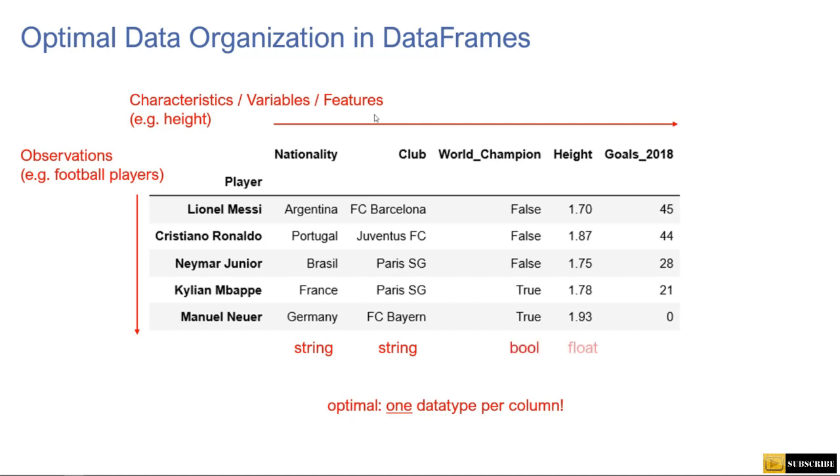Then next we have the height column where we have floats. So with 2 decimals, 1.70 for instance. And finally we have the column goals 2018 with the number of goals that the player scored in the year 2018. And here we have integers. So in this case we have an optimal data organization, and we can be sure that we have full or maximum functionality. And in case we have mixed data types in some columns, this can restrict the functionality of the complete data frame, and this can cause severe problems.